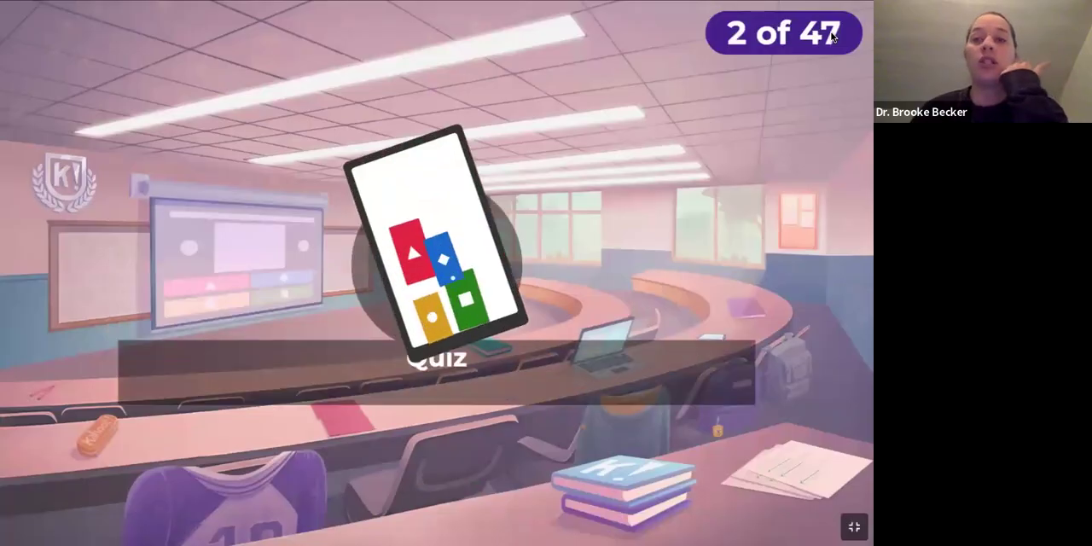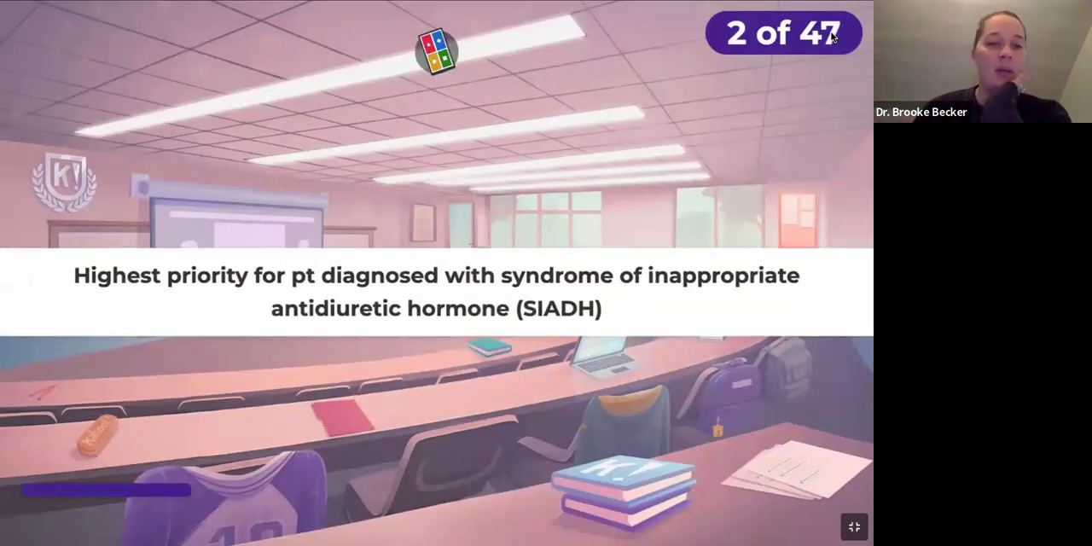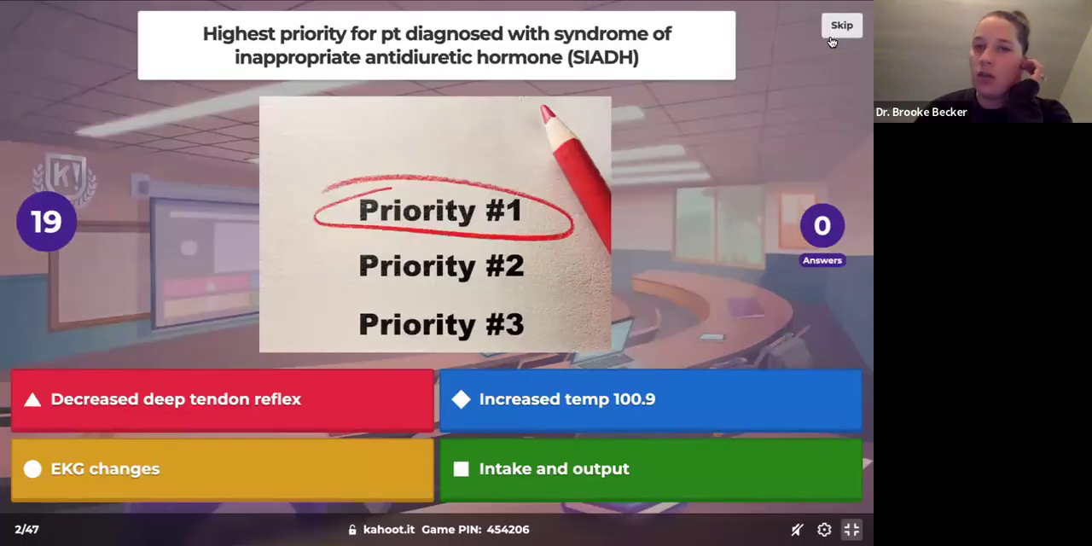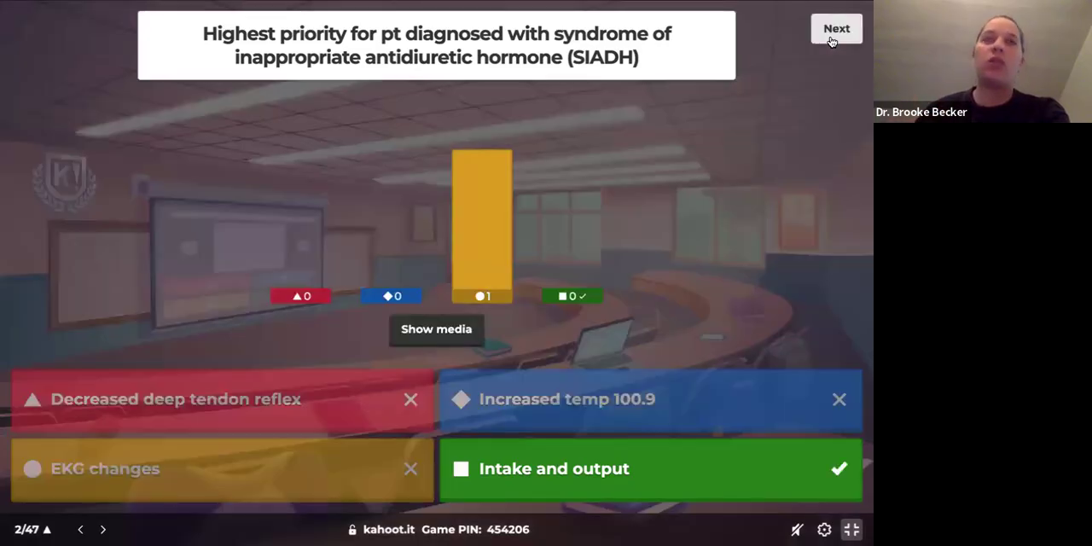If you guys have questions on stuff too, you can have me pause. Highest priority for a patient diagnosed with SIADH, so syndrome of inappropriate antidiuretic hormone. Decreased deep tendon reflex, which is red, increased temperature, 100.9, which is blue, EKG changes, which is yellow, or INO, which is green. It's going to be the thing that you're most concerned about.